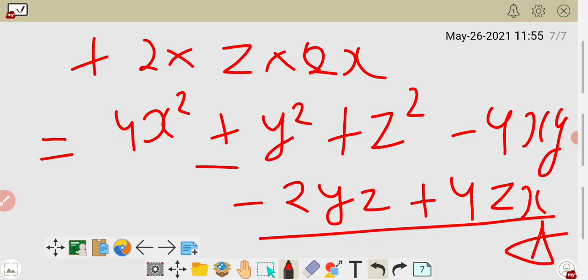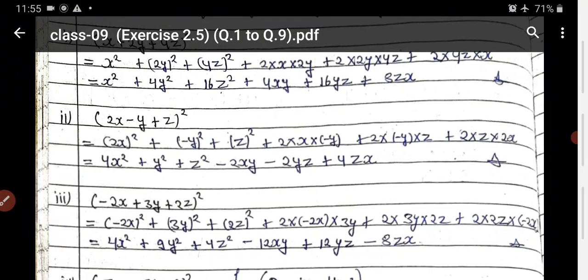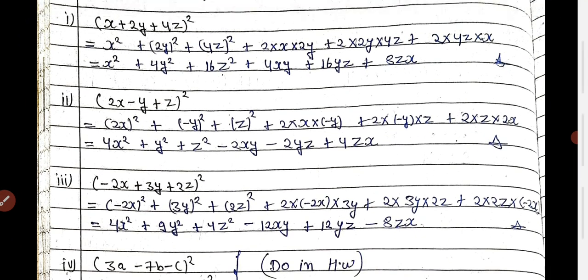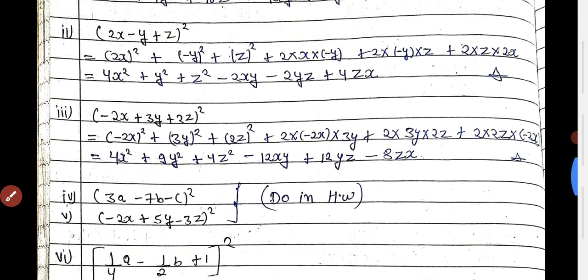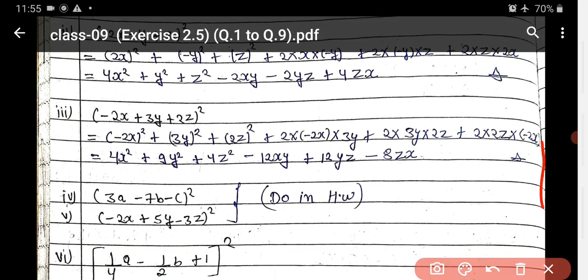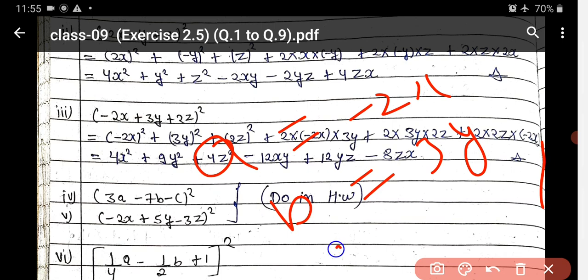So you have to write the question from here. In that question, one correction you have to do, write here 2, no problem. So in that question, write here 2x in place of x, and write here 4xy. So one correction you have to do here also. Now come to the next, third part. It is a plus b plus c whole square. So in place of a you have minus 2x, in place of b you have 3y, in place of c you have 2z. Now do the calculation.